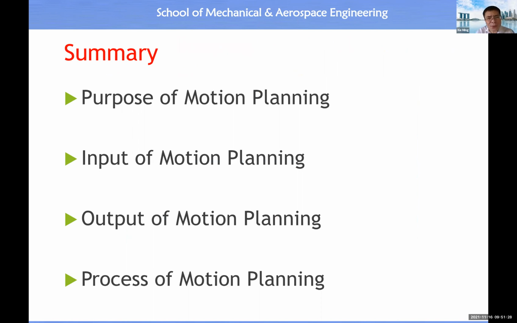So that's all for the study of lecture 3. The key takeaway from lecture 3 is for you to understand the process of doing motion planning. The input to the process is action description, and the output from motion planning is motion description in the form of script language or library function.